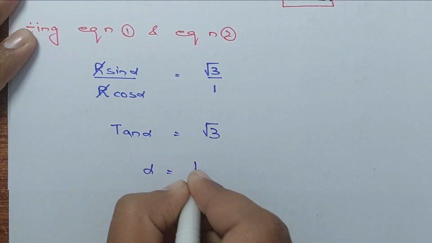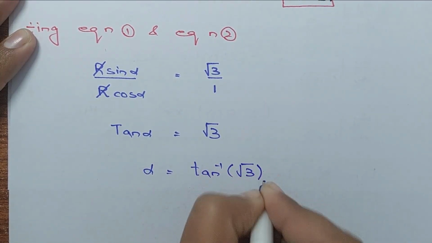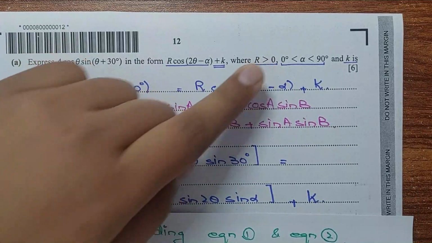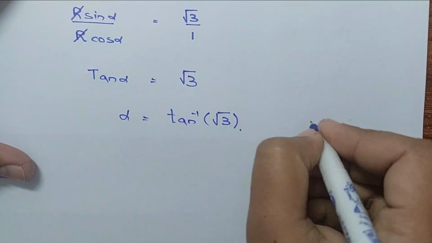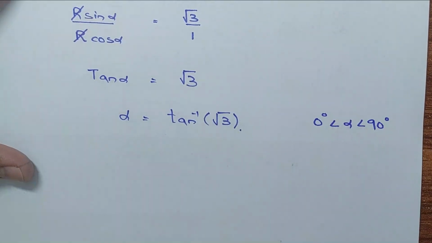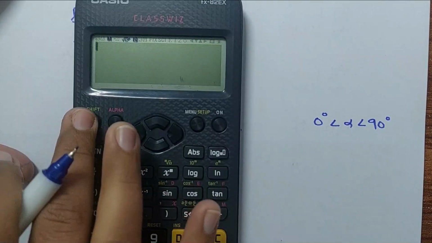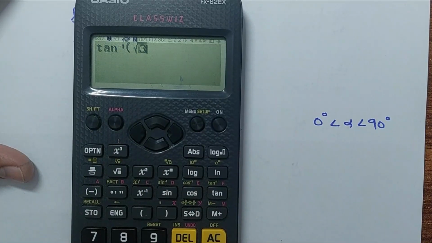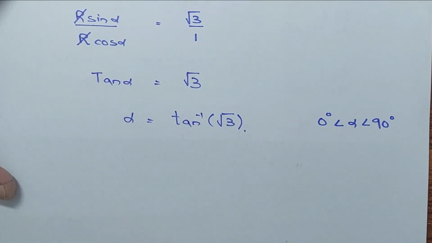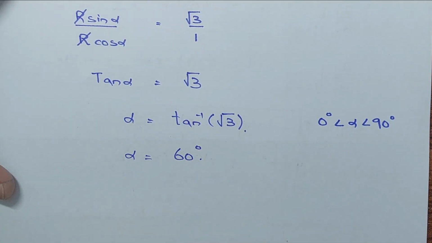So what is alpha? Tangent inverse of square root of 3, and this is in degrees because alpha should be between 0 and 90 degrees, right? 0 is less than alpha is less than 90 degrees. Okay, my calculator is in degrees. Okay, tangent inverse square root of 3 is 60. So alpha is 60 degrees, right?